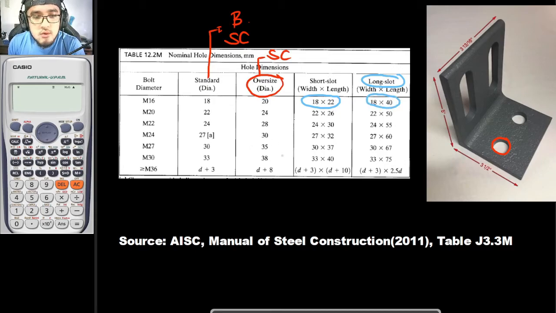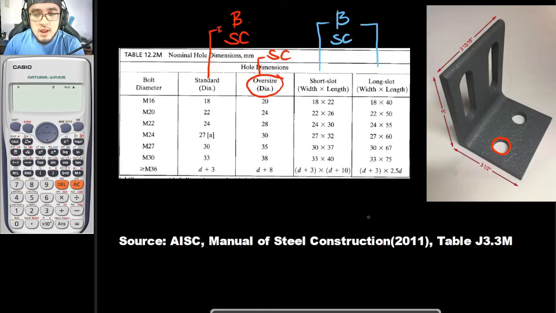Same is true with this one right here. 33 by 40 for your short slot, and for your long slot, you would be using 33 by 75. So yun lang. And when can you use your short slot and your long slot? You can either use it for your bearing type connection or your slip critical. Same is true with both.